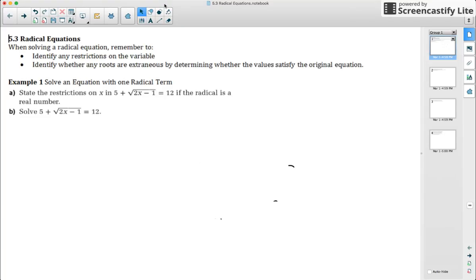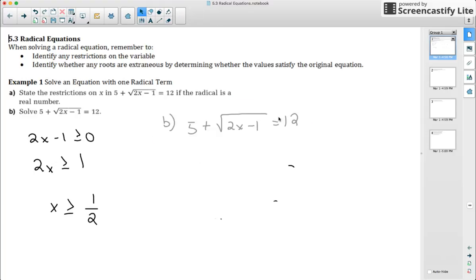In this first example, we need to state the restrictions on x in this equation. In order to do that, we need to take the radicand, 2x minus 1, and set that to be greater than or equal to 0. This cannot be negative. Then we move the 1 to this side and solve for x. We divide both sides by 2. Our restriction is that x must be greater than or equal to 2. That's the restriction.